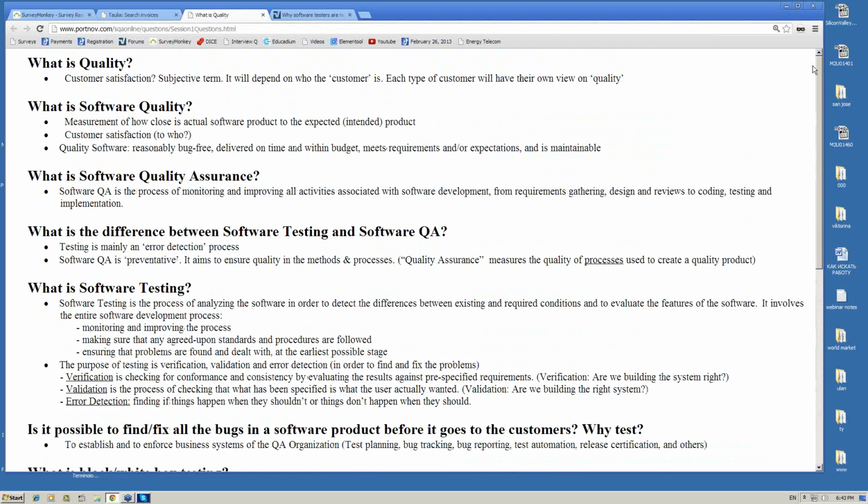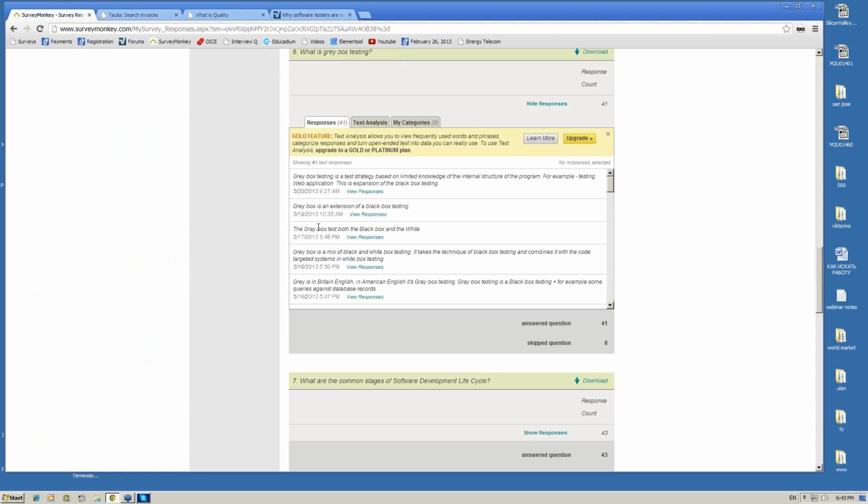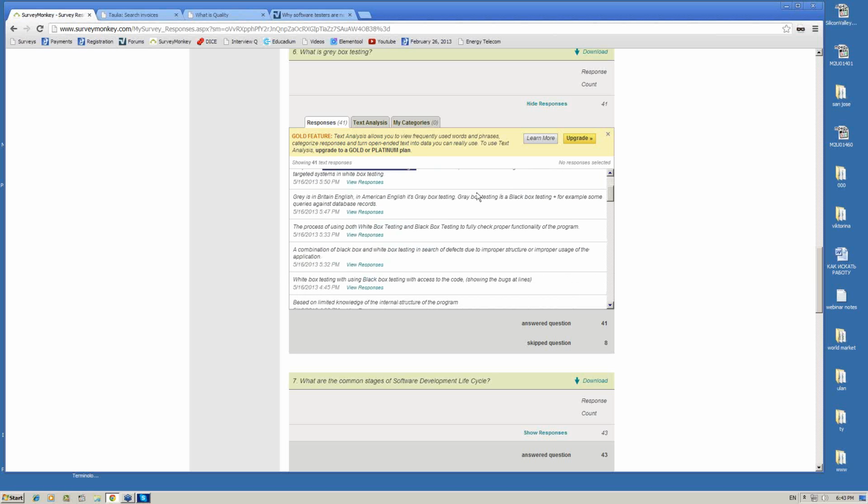Not here. Okay, we are not saying that. Okay, gray box: test both black and white. No. Gray box is a mix. No. I mean, some people say that they just don't know what they are saying. Gray box, gray is in British English. In American English, it's gray box. Who cares? Whichever way you spell the word gray, okay?